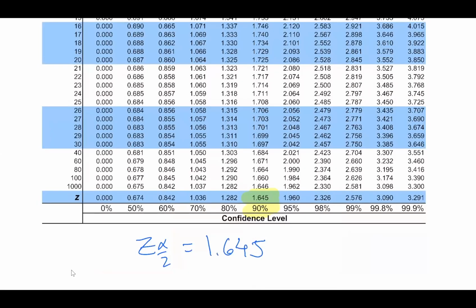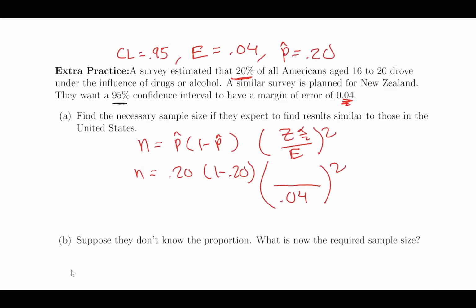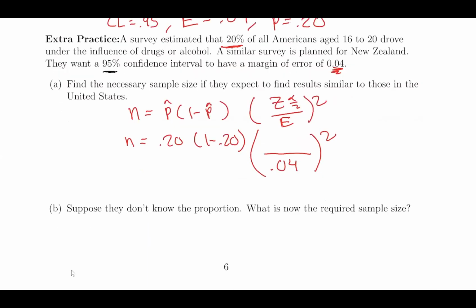So let me erase this. All right. So if you look at it, we're looking for 95% now. So here is 95%. If you look right above it, 1.96. So 1.96. Everybody got 1.96? Yes. Right. So let's go ahead and go back. Good. So you got 1.96.